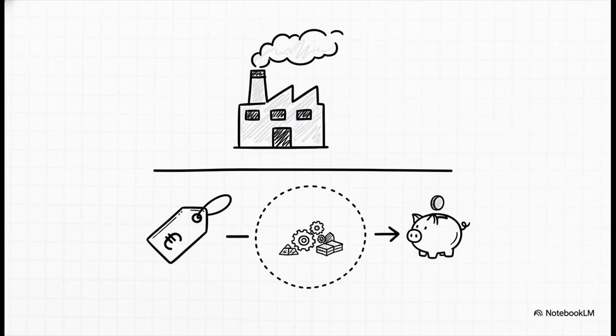Think of it as the amount of cash from each sale that's left over to contribute towards paying off those big fixed costs, like rent. Once those are paid off, everything after that is pure profit.